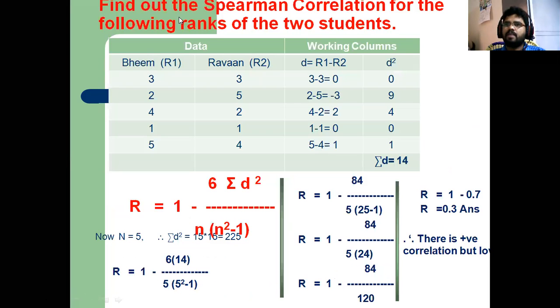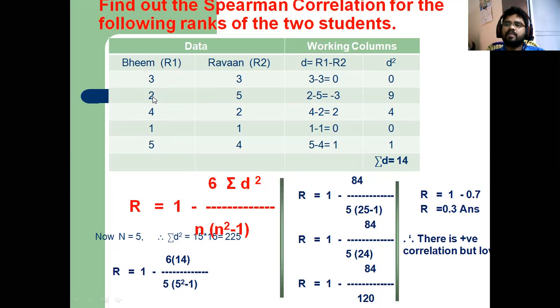Then you can take a problem: find out the Spearman rank correlation for the following ranks of two students. They will ask the question: find out the Spearman rank correlation for the following ranks of two students. For example, there are the students Beam and Ravan in a particular class. On the basis of marks only, the teacher has given ranks to both students. See, Beam in the first exam got 3rd rank, whereas Ravan also got 3rd rank.